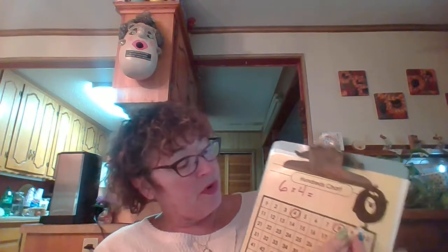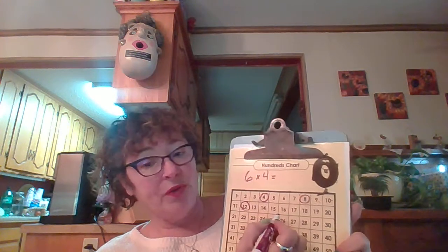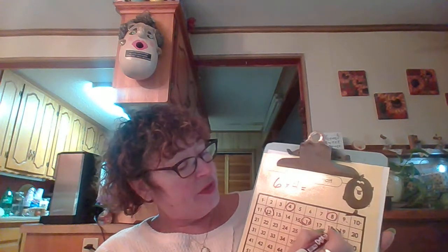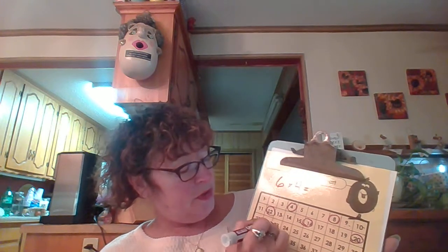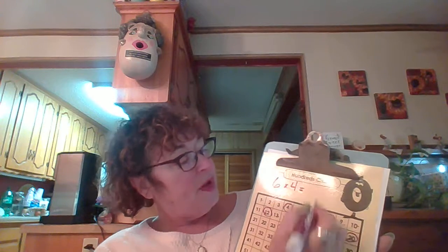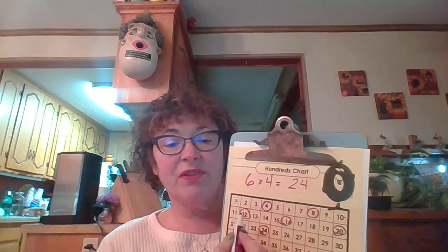So here's my first group of 4. 1, 2, 3, 4. Second group of 4. 1, 2, 3, 4. Third group of 4. 1, 2, 3, 4. Fourth group of 4, but I need 6. So 1, 2, 3, 4. There's my fifth group and one more group. 1, 2, 3, 4. Then we have 1, 2, 3, 4, 5, 6 groups. So 6 times 4 equals 24.